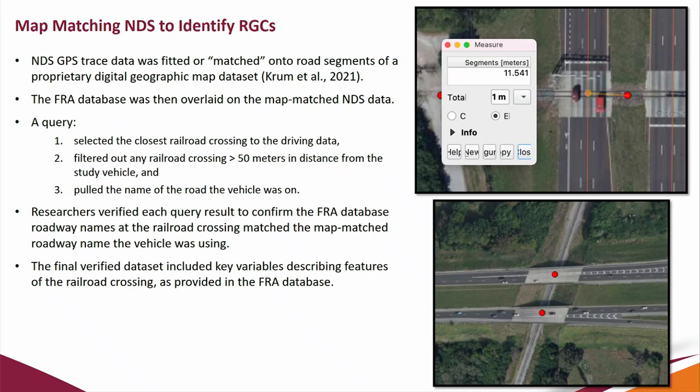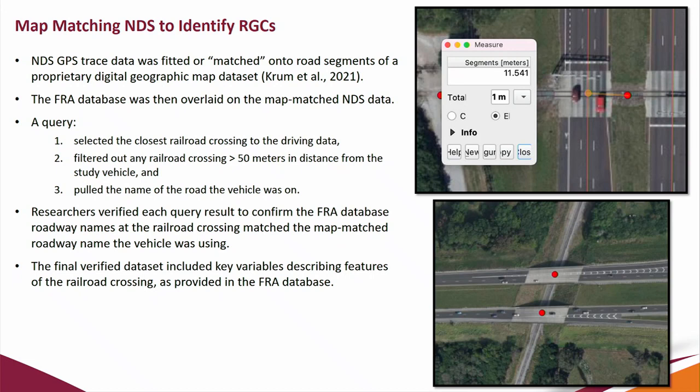So in this small study that Aditi mentioned, our first goal was to find when our drivers actually crossed railroad crossings. In order to do this, we fitted or matched our data onto road segments of a proprietary digital geographic map dataset that was done in a previous study. And then we were able to pinpoint using the railroad database. They also provide coordinates of these crossings, and we were able to match our data to the railroad crossing coordinates. And that allowed us to filter down our video data to find instances when our drivers crossed railroad crossings without having to watch all of the data.